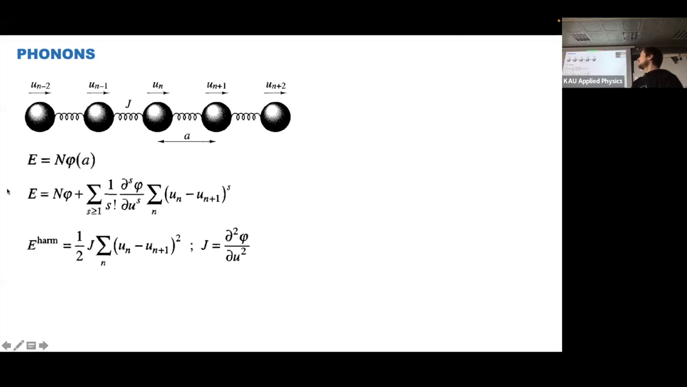Then I can just rewrite it. I can say that this term is some harmonic term, because it's just harmonic movement of all these balls, and I will say that J is the second derivative of phi, of this energy function, with respect to u, the coordinate, the displacement. So it's like J, and this is Hooke's law. It's displacement x squared, and it's just a spring constant. This is just Hooke's law applied to this chain.